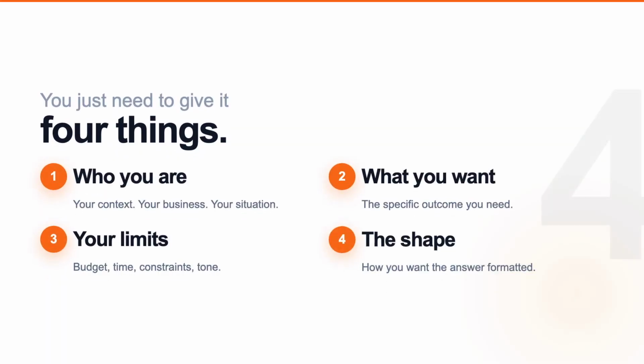So how do you ask it the right way? It's not hard. You just need to give it 4 things. Who you are, what you want, your limits, and the shape in which you want your answers to be in. That's it. You're not being fancy, you're being clear.